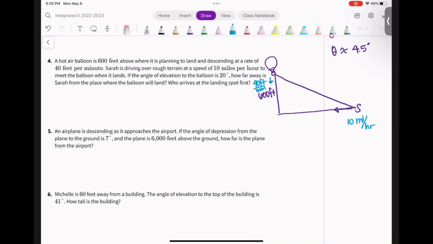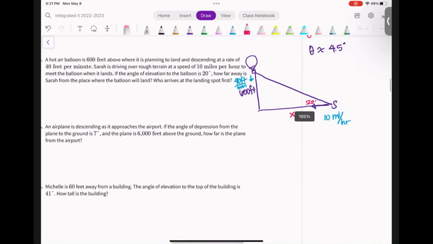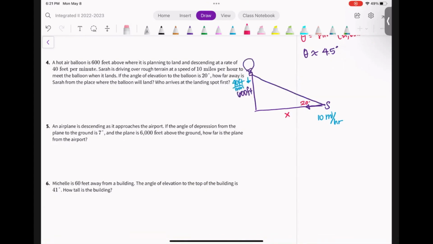And then it says if the angle of elevation is 20 degrees, so that angle right there is going to be 20 degrees. How far away is Sarah from the place the balloon will land? And so I'm looking for this side here, x. Okay. And then they want to know who arrives first. Looking at this picture here, I don't really need to do any conversions yet because that's going to be for the second question. All I need to know is that.